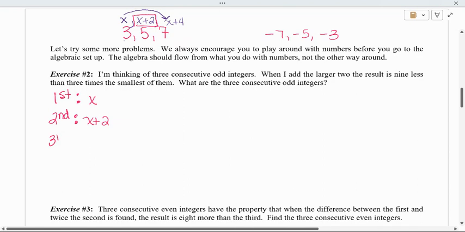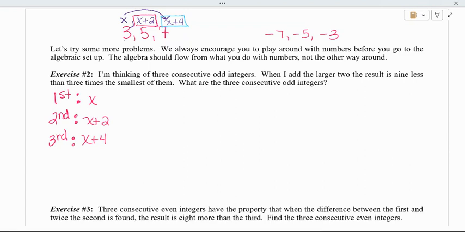And my third integer is x plus 4. So we have defined our 3 integers, and now we have to read to see how we're going to set up our algebraic equation.